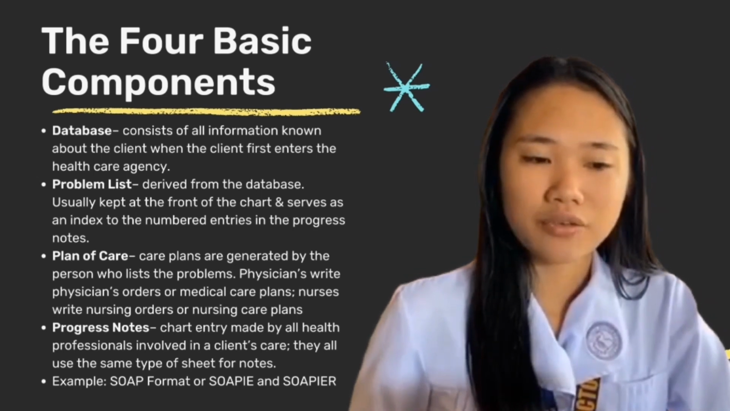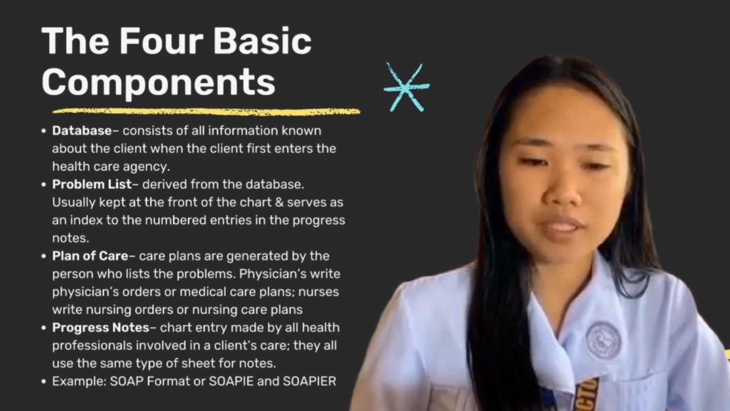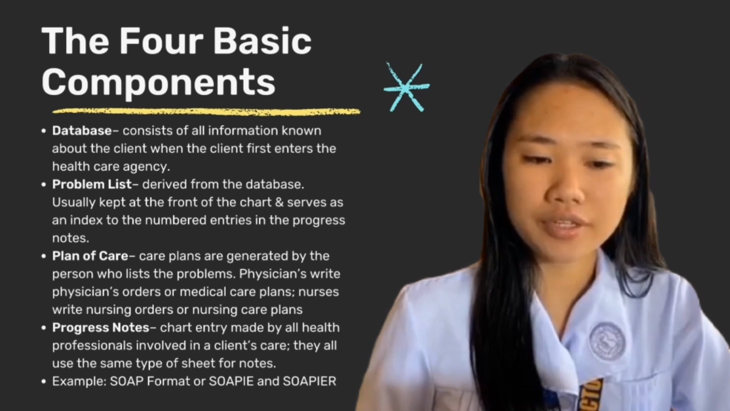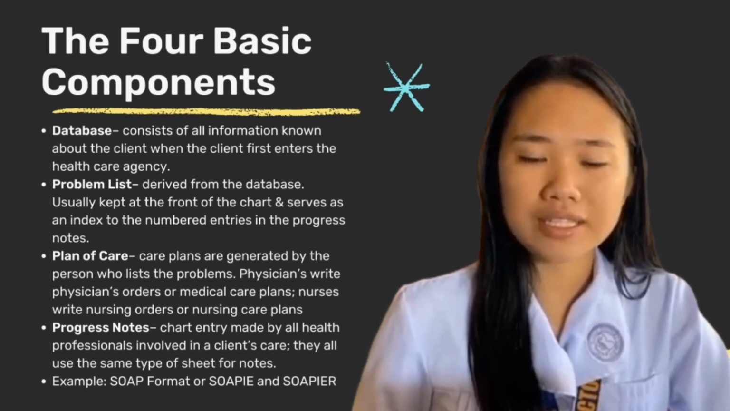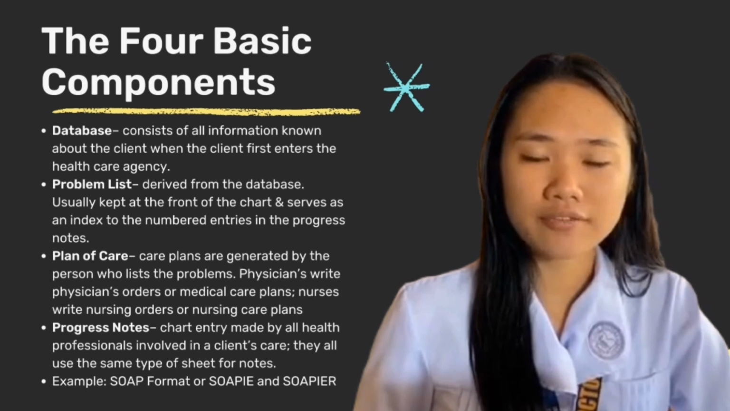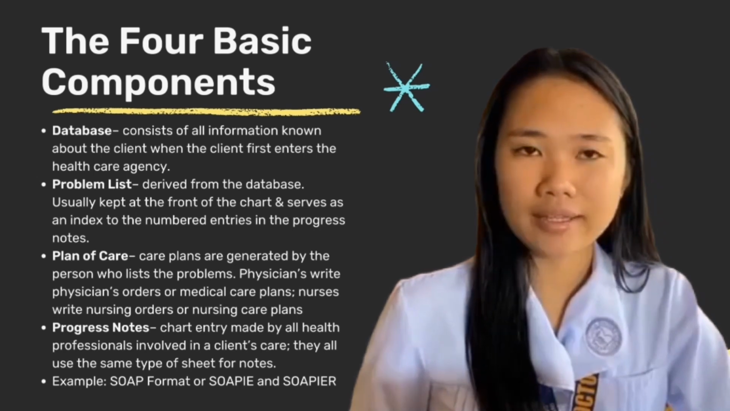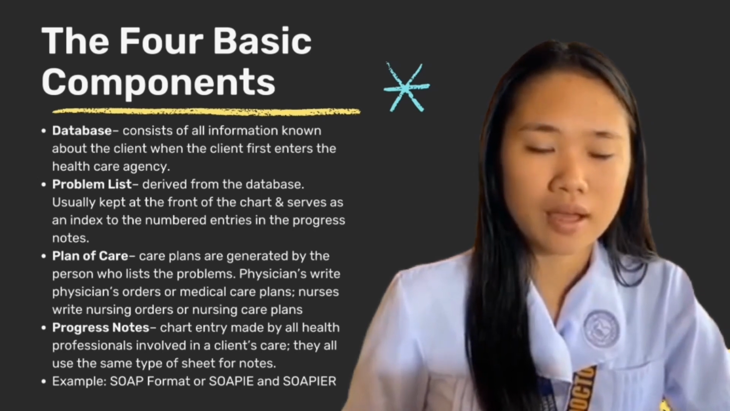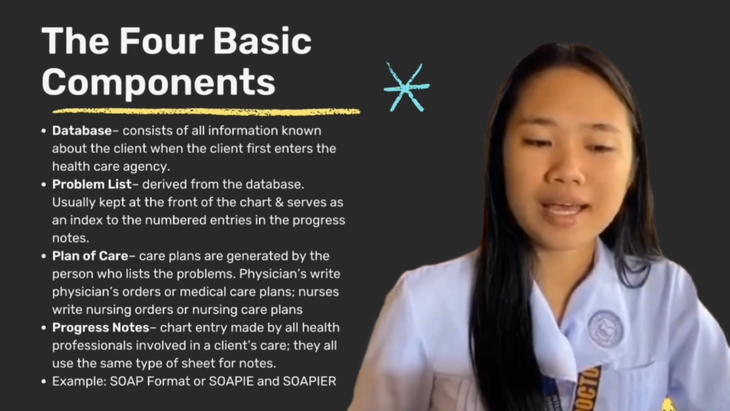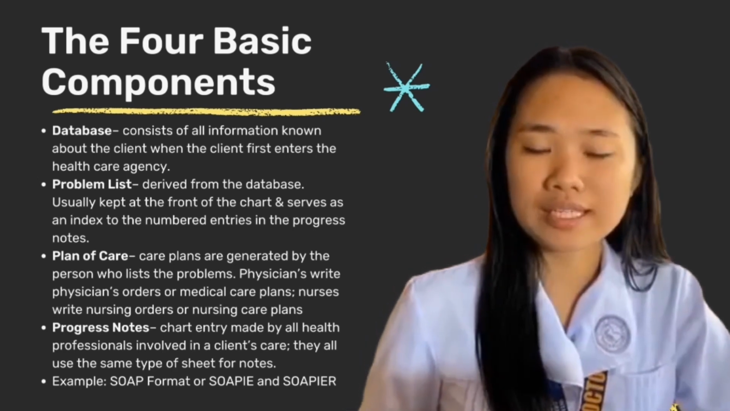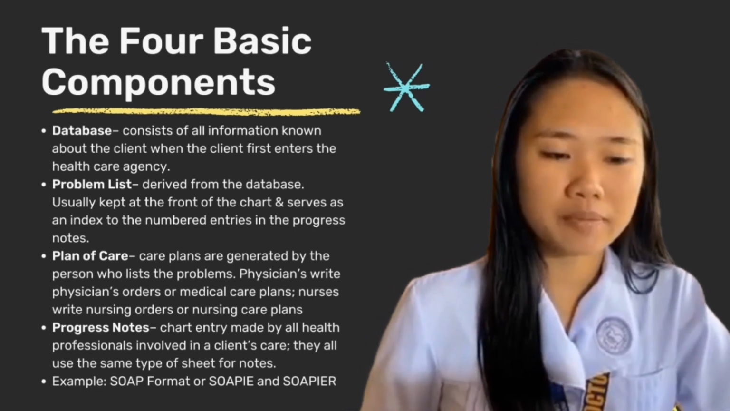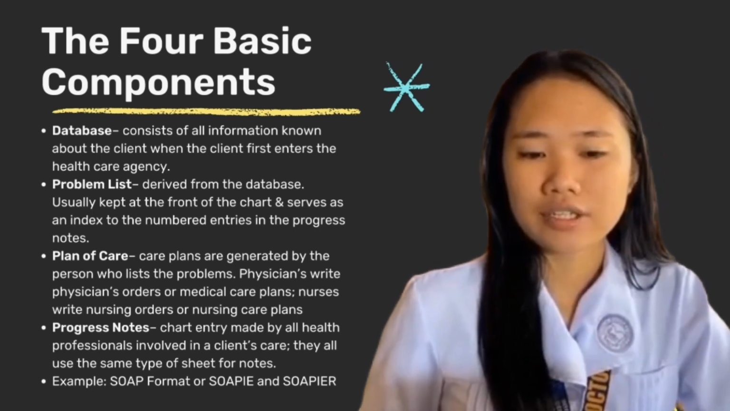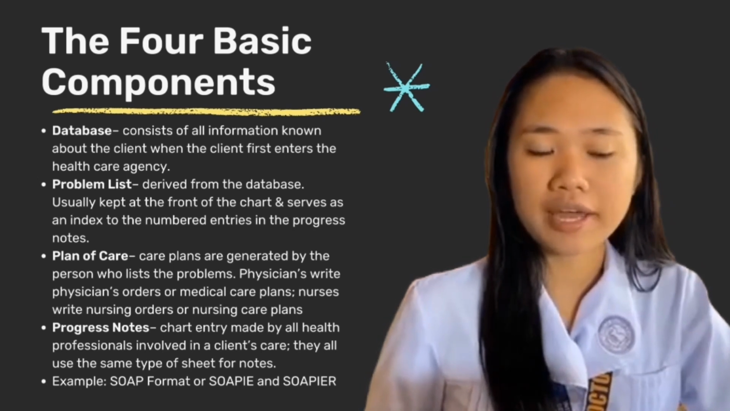Problem list is derived from the database, usually kept at the front of the chart, and serves as an index to the numbered entries in the progress notes. Problems are listed in the order in which they are identified, and the list is continually updated as new problems are identified and others resolved. Plan of care. Care plans are generated by the person who lists the problems. Physicians write physician's orders or medical care plans. Nurses write nursing orders or nursing care plans.